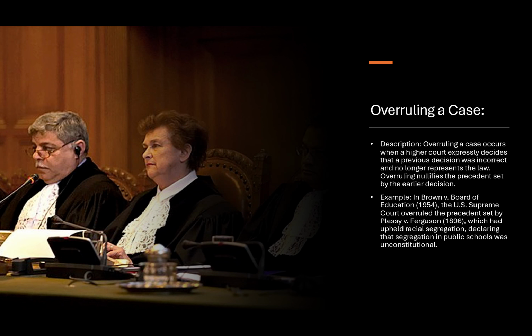We have overruling a case as well. Overruling a case occurs when a higher court expressly decides that a previous decision was incorrect and no longer represents the law. Overruling nullifies the precedent set by an earlier decision. So, for example, in Brown v. Board of Education 1954, the U.S. Supreme Court overruled the precedent set by Plessy v. Ferguson in 1896, which had upheld racial segregation, declaring that segregation in public schools was unconstitutional.